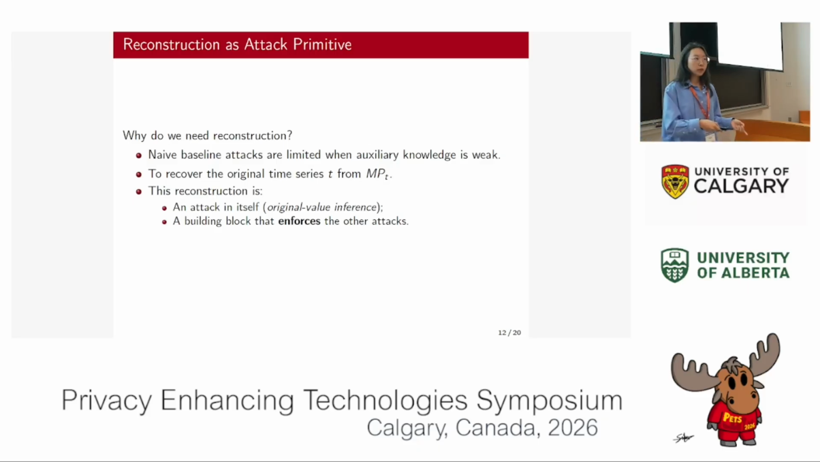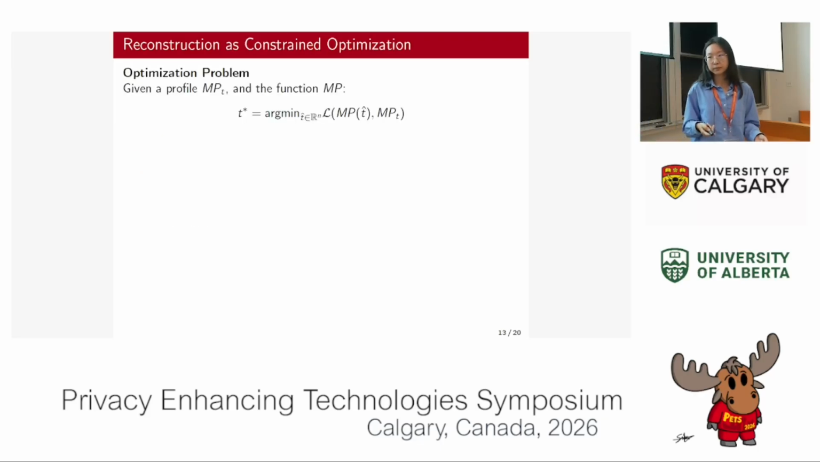And this reconstruction is an attack in itself, which we refer to as original value inference, that falls into the inference category. It is also a building block that can enable other privacy attacks like singling out, linkability, or attribute inference. So our reconstruction attack is based on an optimization problem: given a matrix profile MPT, we consider that the attacker also knows how to compute this matrix profile.